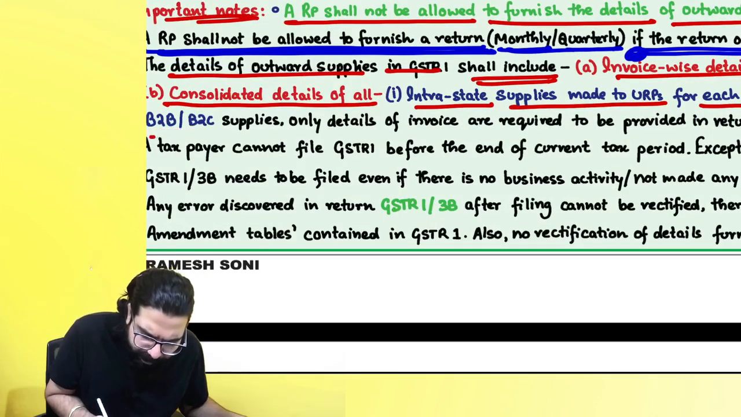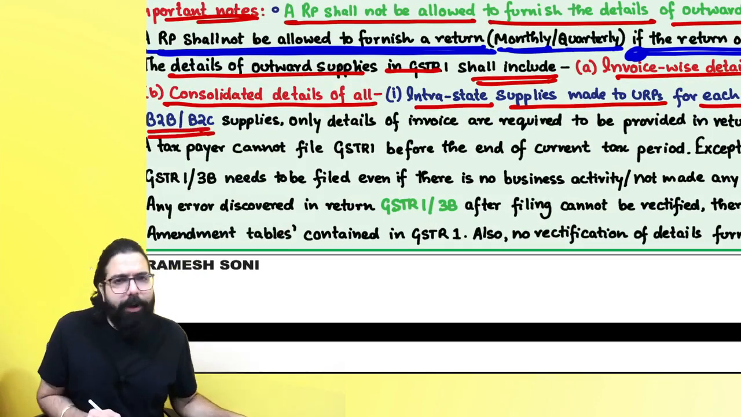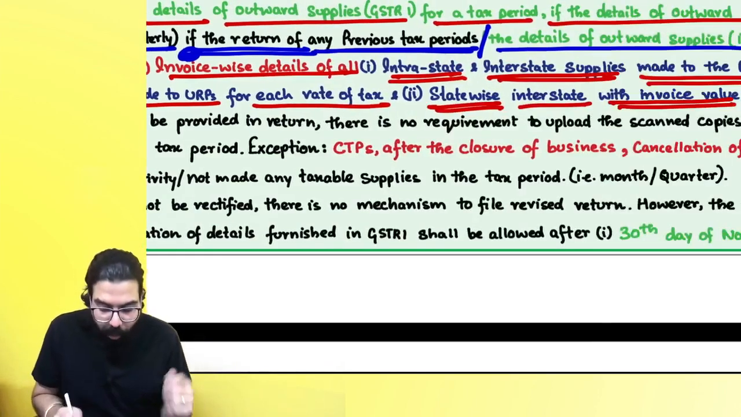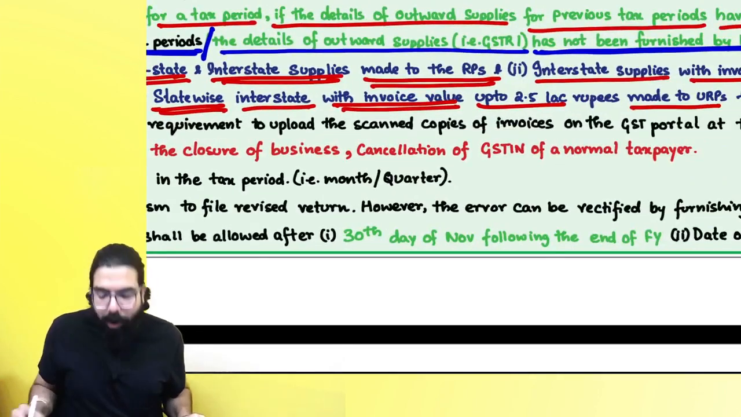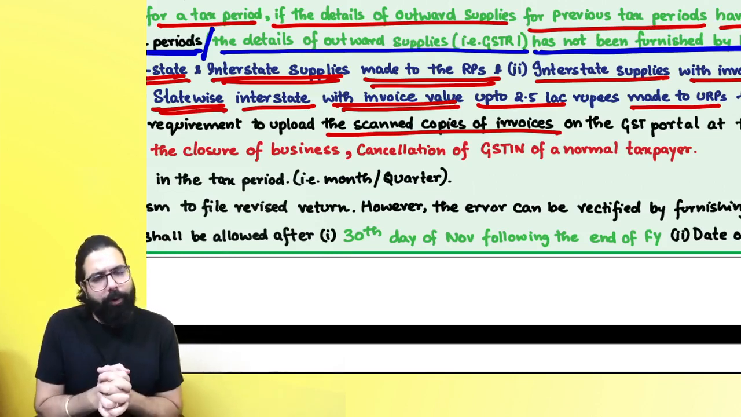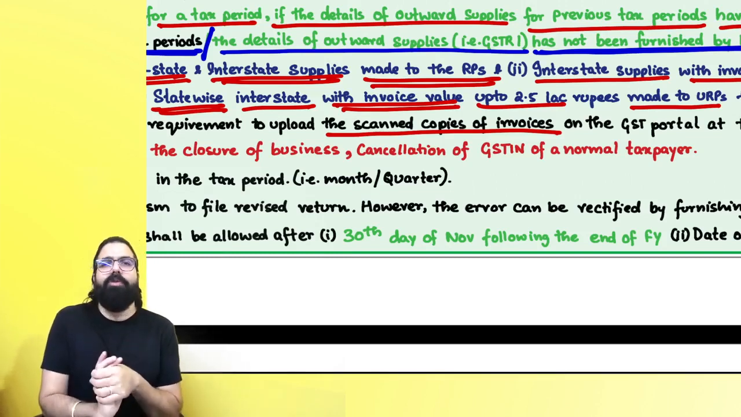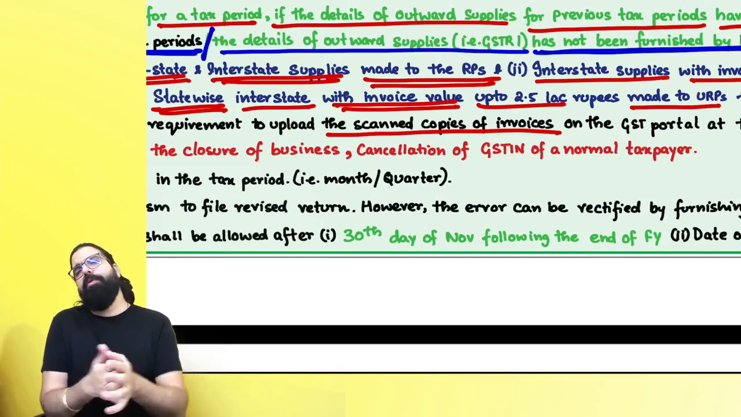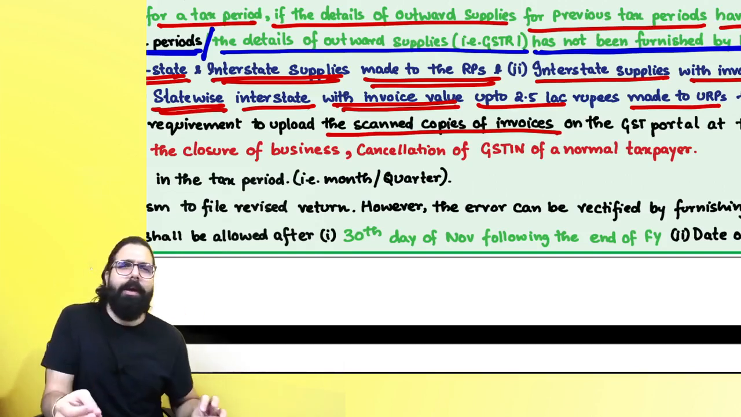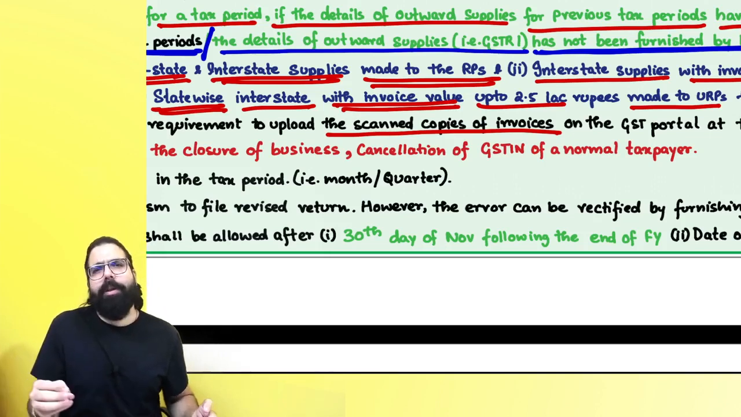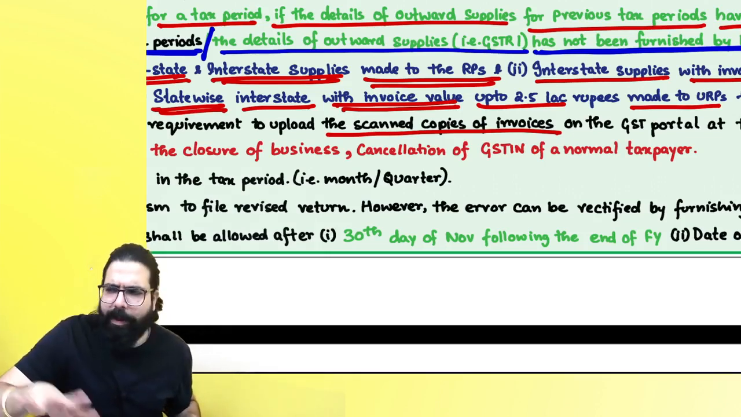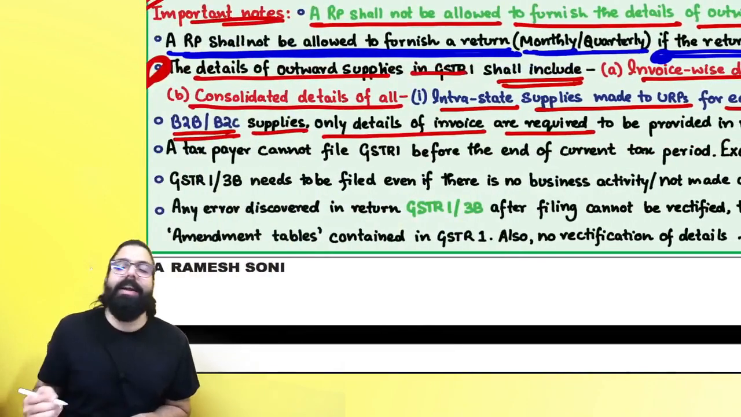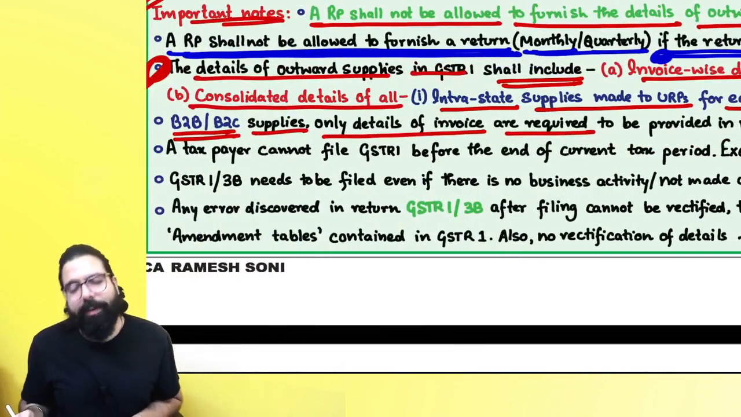The next one over here is, sir, B2B or B2C supplies, only details of invoice are required. You don't have to upload a scanned copy of the invoice. Some people are telling that you have to upload the invoice, and in your exam they will tell you. Remember, the person who is telling you to upload the invoice is not a chartered accountant, because you have to know that invoice details are required, a scan copy of the invoice is not required.